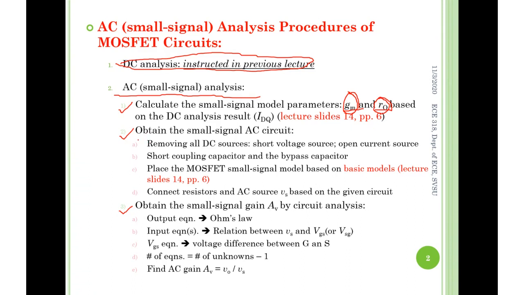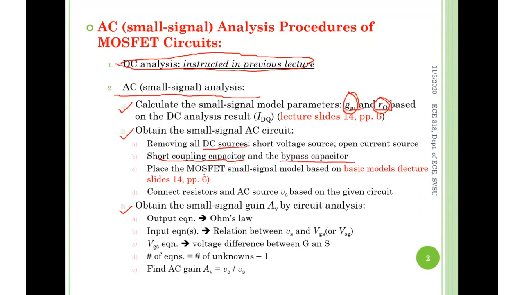Second step is to find the correct small signal AC circuit. First, you remove all of the DC sources and short all of the capacitors. You might come across 2 types of capacitor. One is called bypass. The other is called coupling. What does it mean by coupling, and what does it mean by bypass? 2 types of capacitor, if you see.